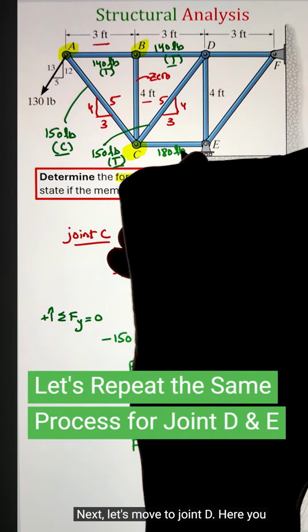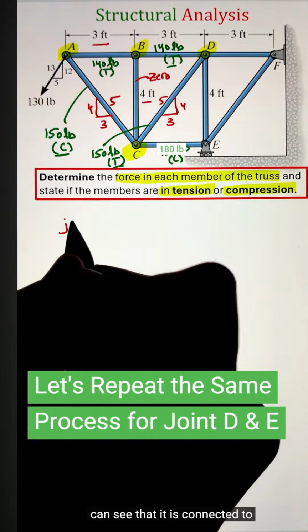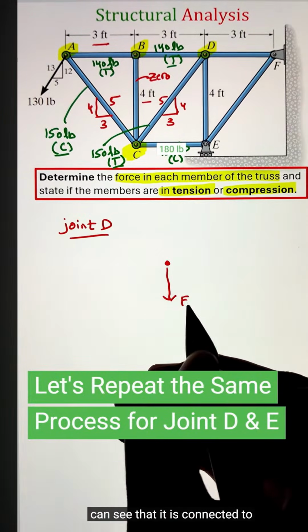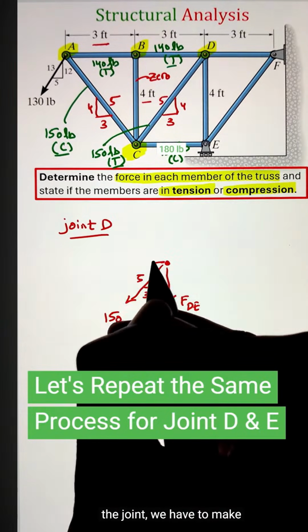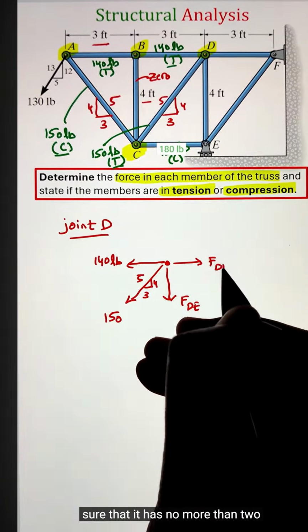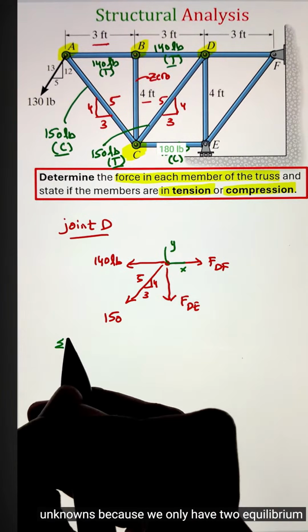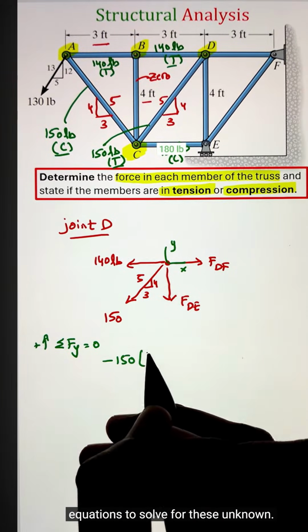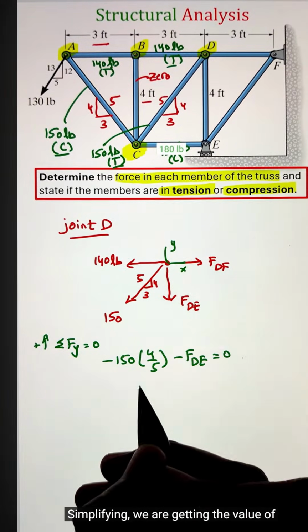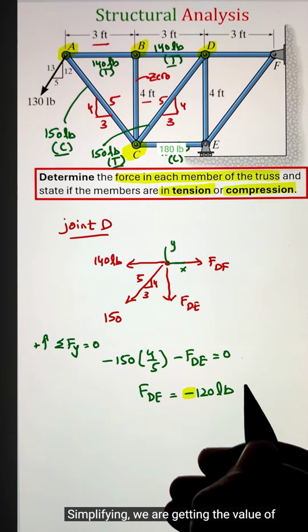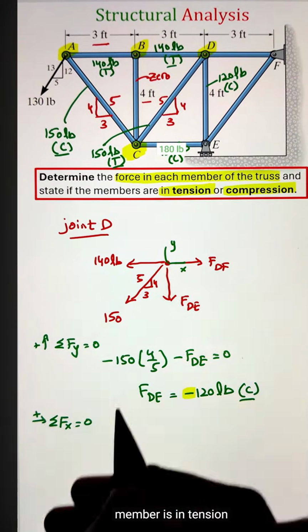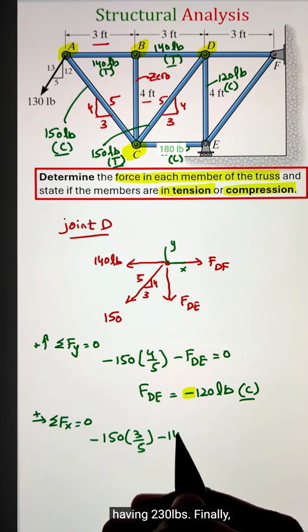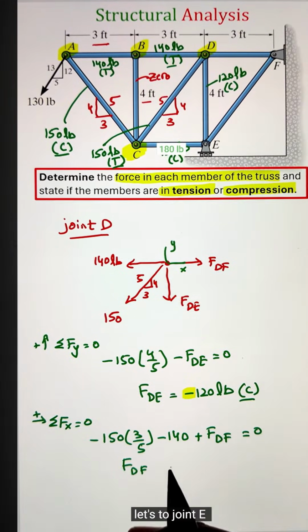Next, let's move to joint D. Here you can see that it is connected to 4 members. So whenever we are selecting a joint, we have to make sure that it has no more than 2 unknowns, because we only have 2 equilibrium equations to solve for these unknowns. Simplifying, we are getting the value of FDE as negative 120 pounds, meaning that the member is in compression, whereas member DF is in tension, having 230 pounds.